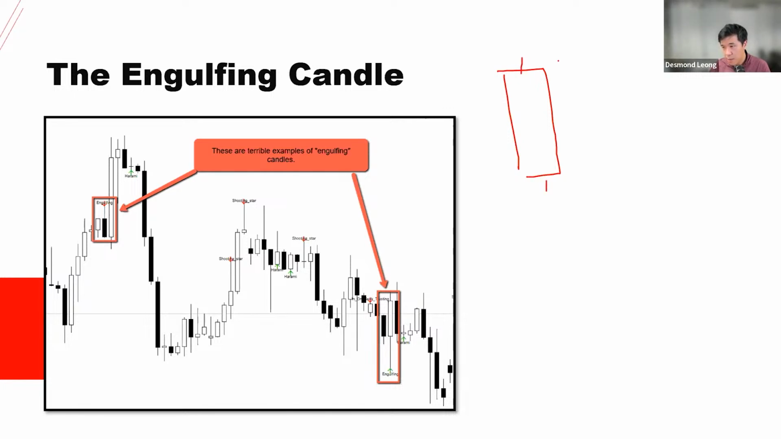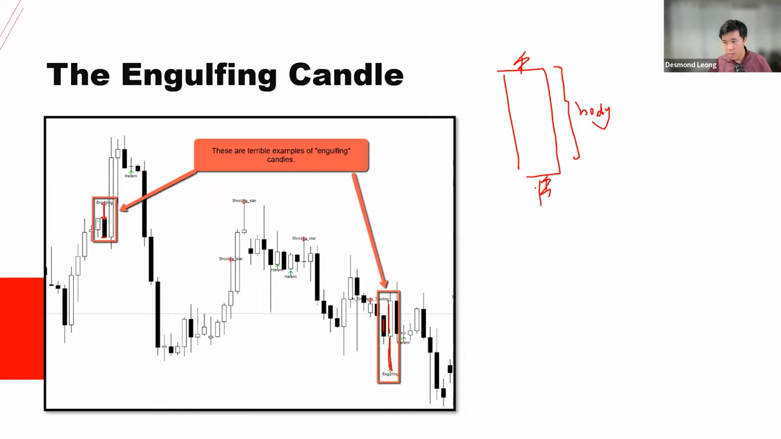Okay. Another thing, this is an example of terrible examples of engulfing candles, right? So this indicator showed that this was an engulfing candle. But the problem with this engulfing candle is that the majority of your candle should be the body, like this part. This is the body. You should have very little of the wicks at the top and the bottom.